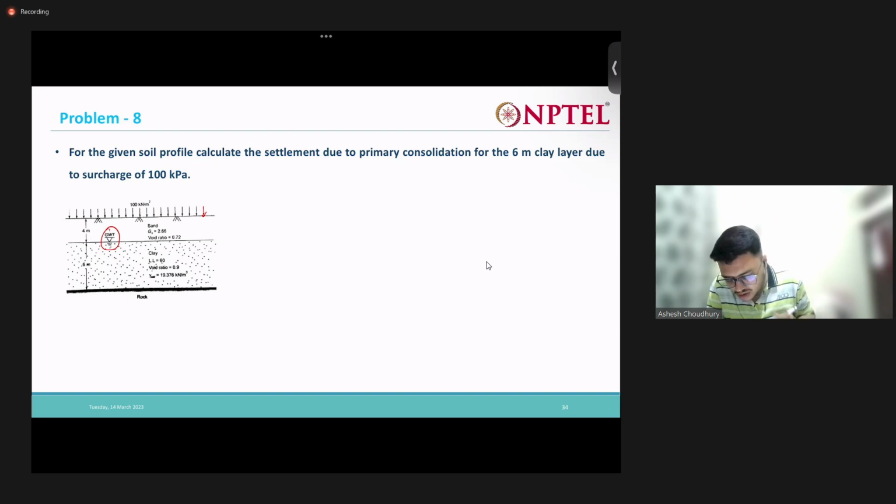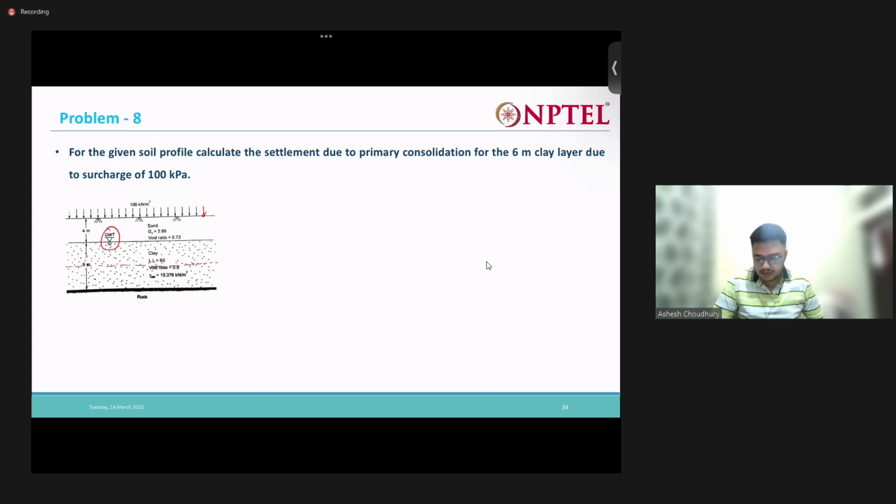Actually, the saturated unit weight of the clay is directly given to us. Just for the sand we need to find out the dry unit weight. The second thing you need to find out is the initial geostatic stress at the clay layer. So we will find the effective stress at the center of this clay layer.